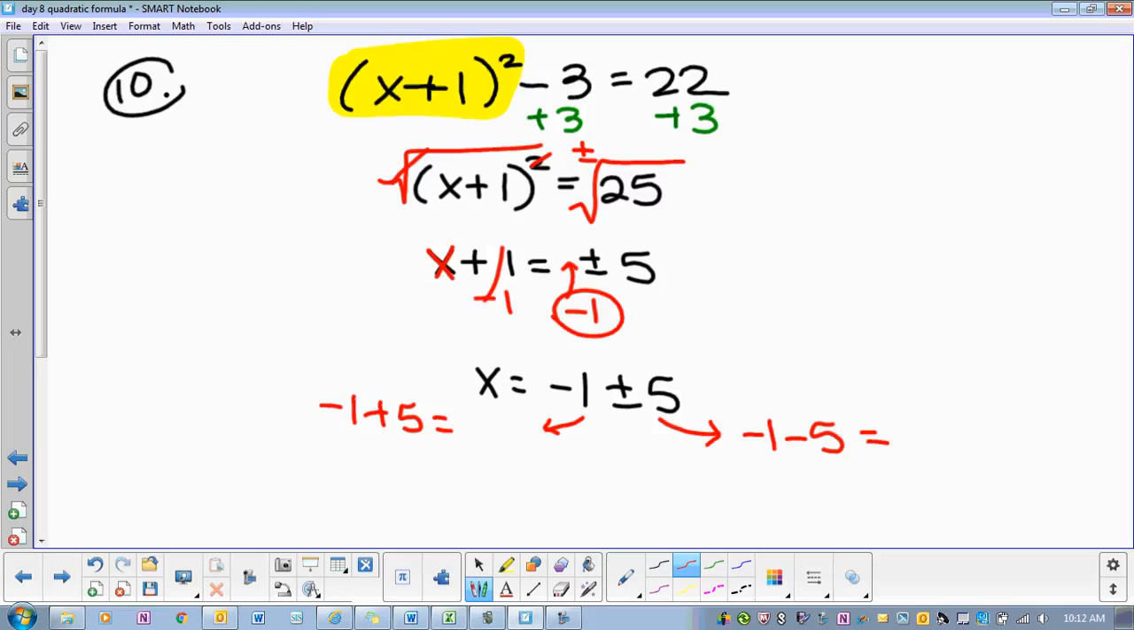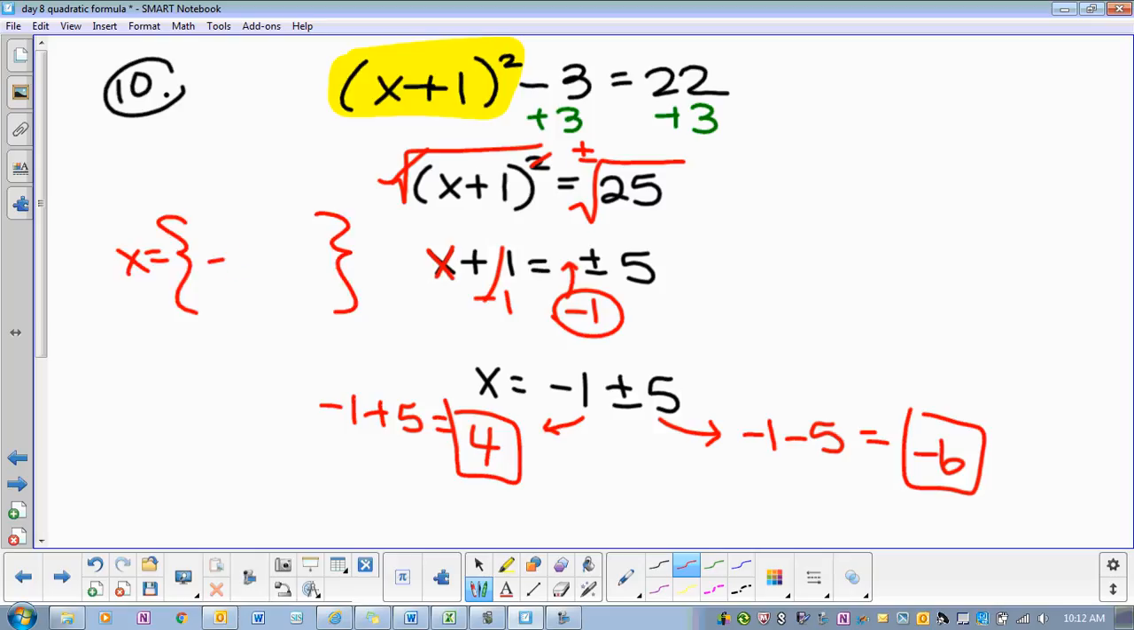What is -1 + 5? 4. And what's -1 - 5? -6. So, because we're so fancy, here we go. In our solution set, right? x = -6 and 4. Yeah?